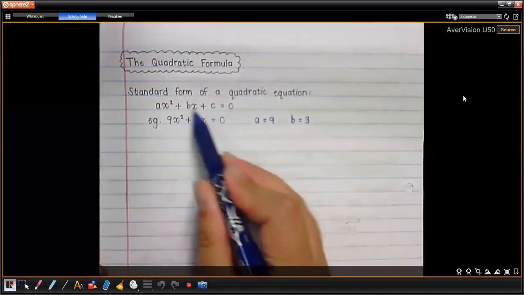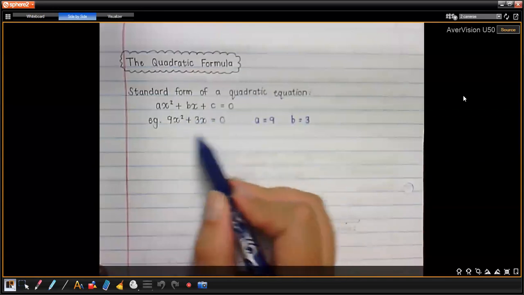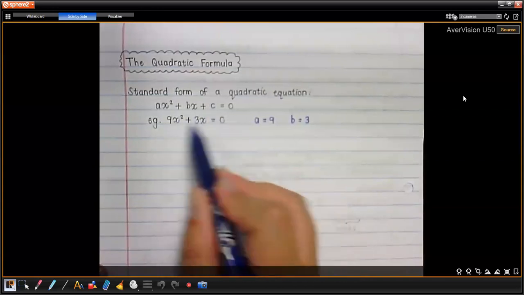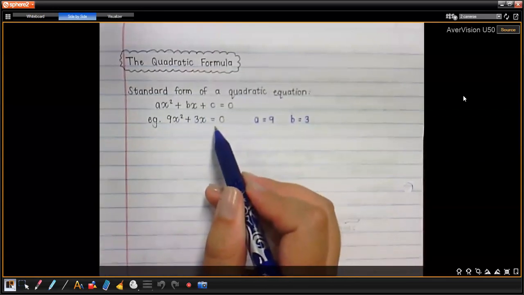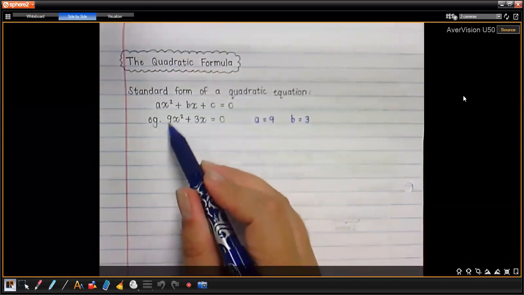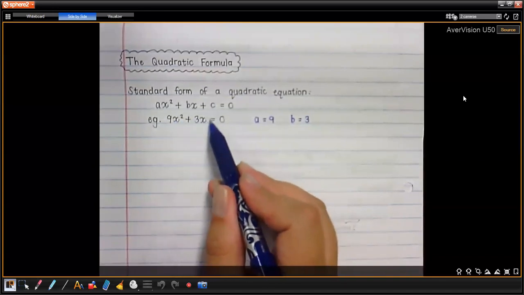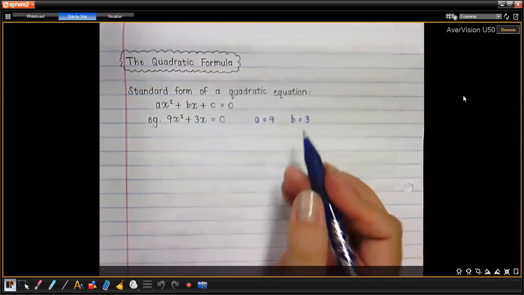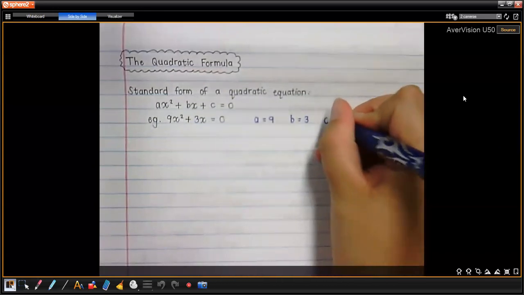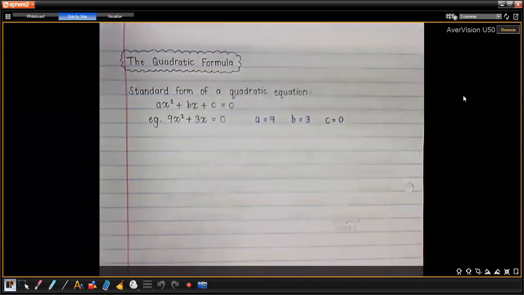All right, do we have a constant term in this equation? Is there a number or is there a term here that has no x? Okay, 9x squared plus 3x. Is there another term there with no x? No, but what does that mean, guys? C is then equal to 0. If there is no constant term, then the constant term is actually 0.